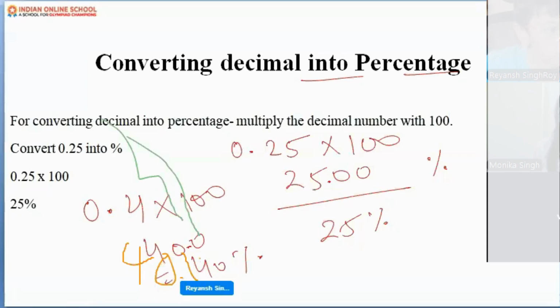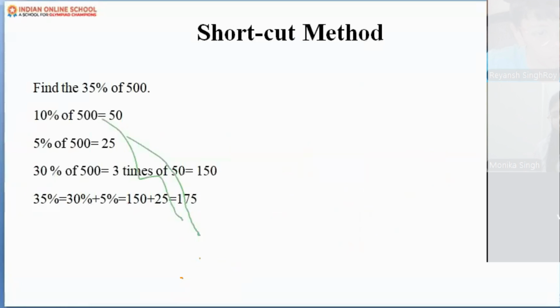Reyansh, can you please remove what you are writing here because it would be distracting other students. Yeah, thank you.